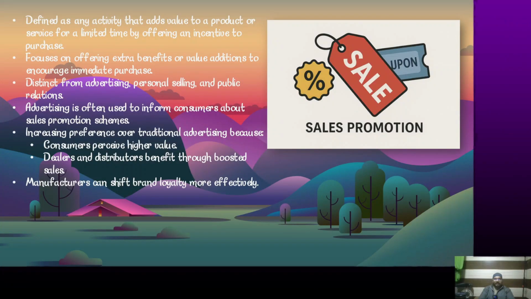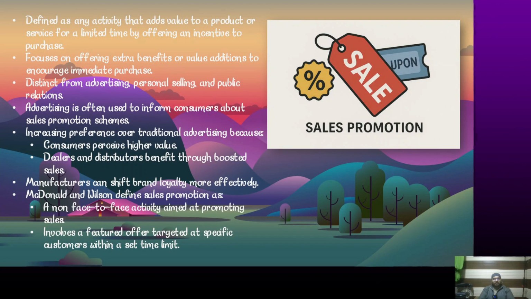And more importantly, by giving sales promotion or by coming out with new unique ways of sales promotion, the manufacturer can also shift brand loyalty more effectively. That is, if the customer feels that, okay, this brand comes out with a new sales campaign almost periodically, then the customer will be more inclined to buy your product as compared to your competitors.